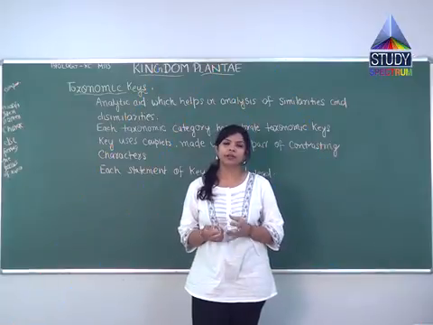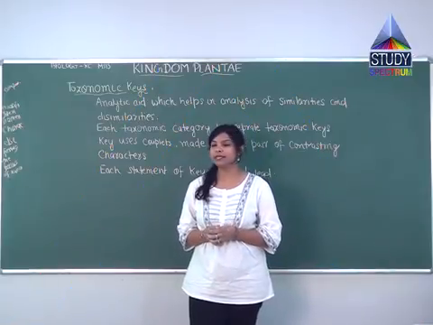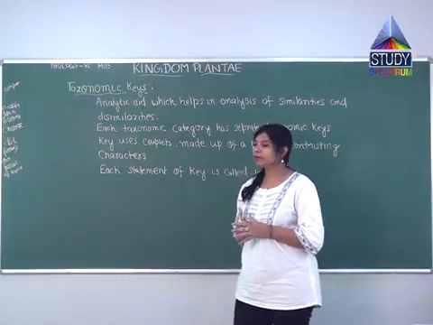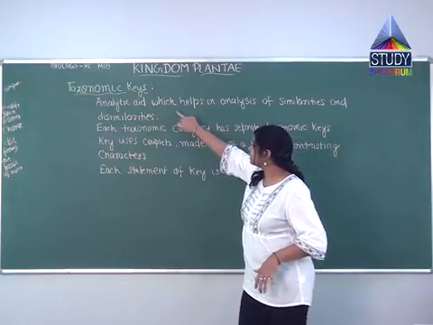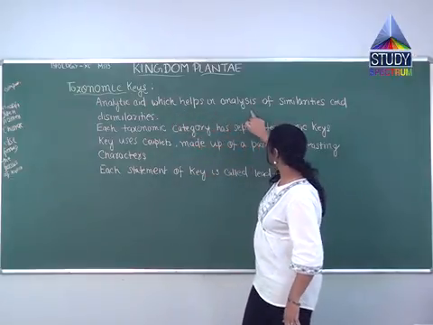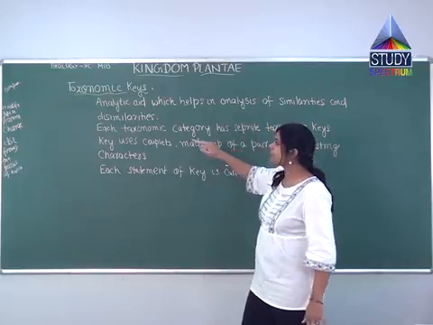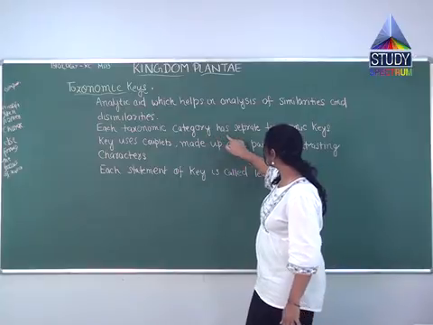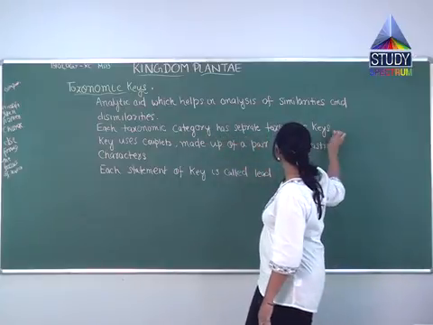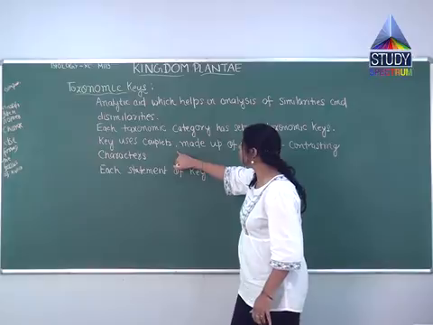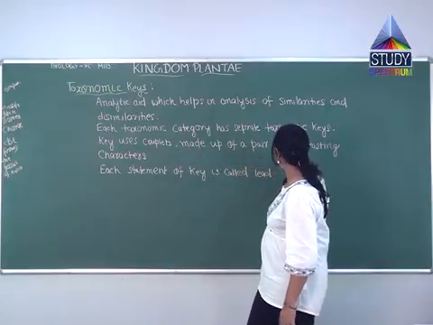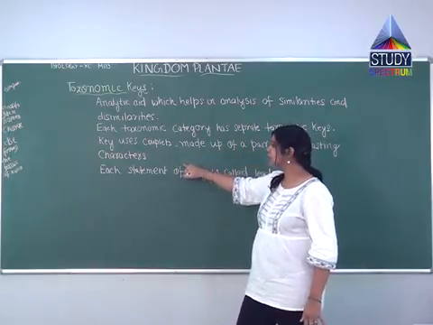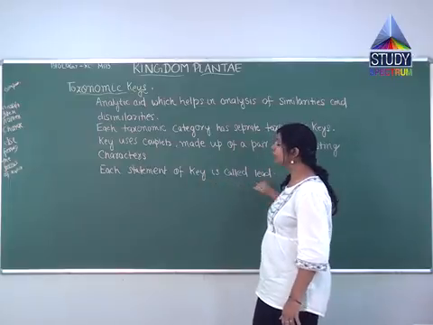So students, now we are going to discuss taxonomic keys. So what is a taxonomic key? It is an analytic aid which helps in the analysis of similarities and dissimilarities. Each taxonomic category has separate taxonomic keys, and a key uses couplets made up of a pair of contrasting characters. Each statement of the key is called a lead.